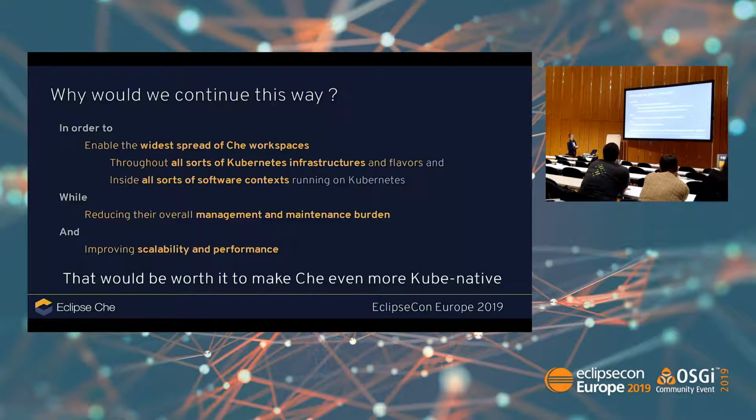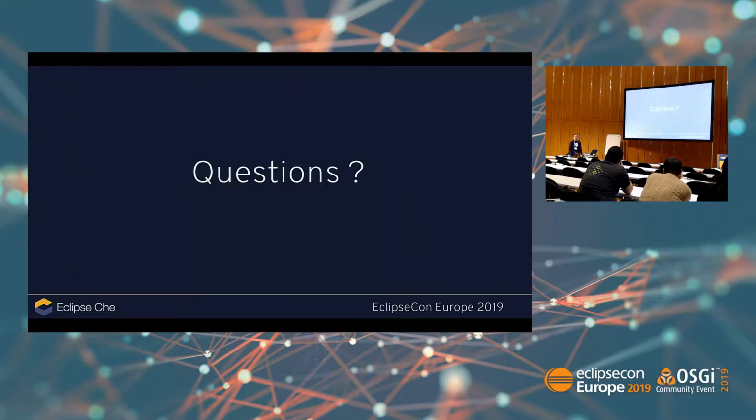And so why would we continue this way? Mainly in order to enable the wider spread of Che workspaces throughout all sorts of Kubernetes infrastructure, not only basic, but also with any authentication mechanism, for example, in all sorts of software contexts, because you can now embed a Che workspace inside another application as a custom resource. But on the other hand, it reduces the management and maintenance burden, which is quite important, and also improves scalability and performance. My opinion is that this work would be really worth it to make Che even more Kube native. So I don't know if you have any questions about that.